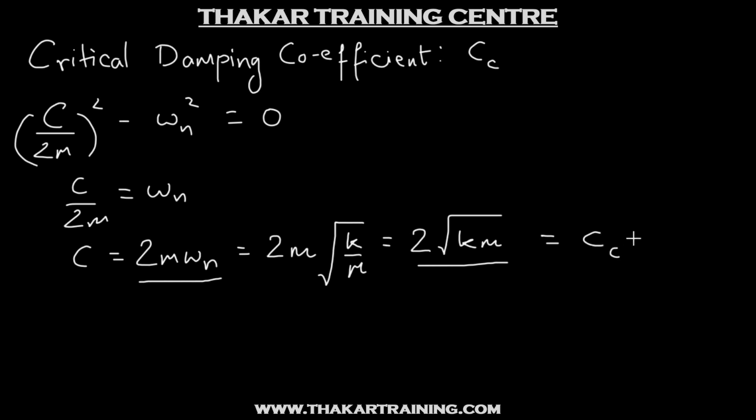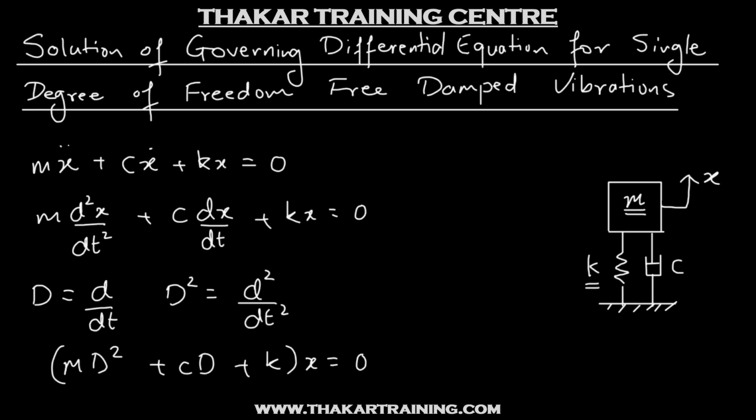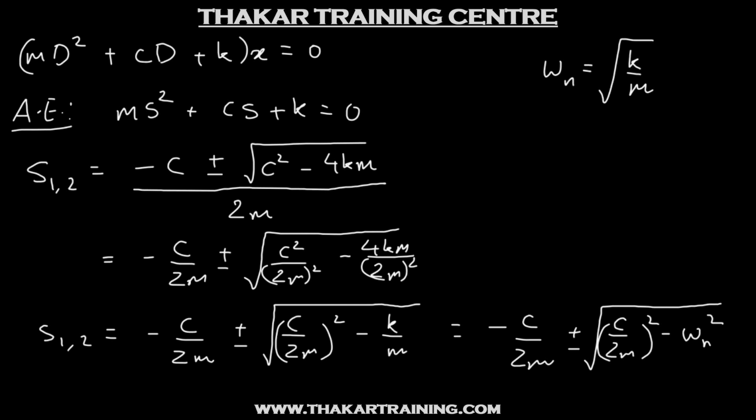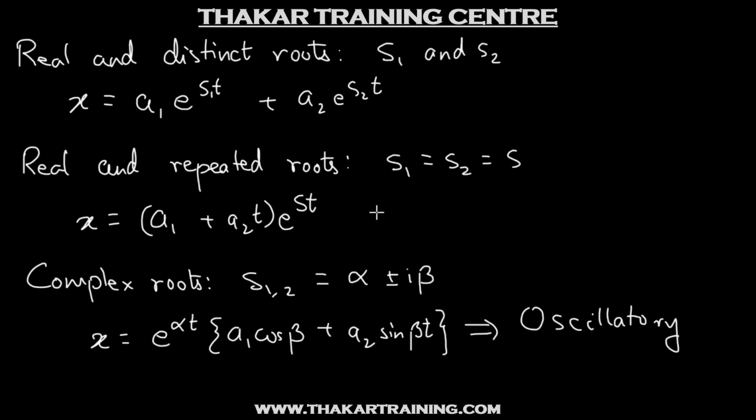Suppose this value of Cc is equal to 10 units. I now provide the system a damping of 10 units. The value of Cc is 10 units and I have provided a value of c which is also 10 units. Then what will happen to the discriminant? This discriminant is going to become 0. In that case, we'll have real and equal roots, and this is the solution form that we'll have. Correct? So when c is equal to Cc, we end up with such a solution form.